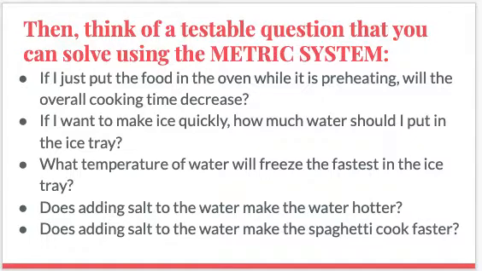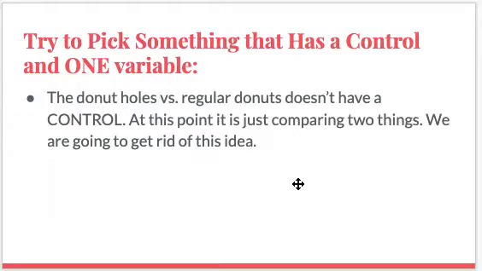Okay, so try to pick something that has a control and a single variable. The choice that we got rid of right away was the donut holes versus regular, because it didn't really have a control. At this point, it was just a comparison of two things. So it was like, if we spent $5 on donut holes and $5 on regular donuts, which one weighed more? It didn't really have a control. So we just were not going to try to make this one work, and we decided to get rid of that idea.